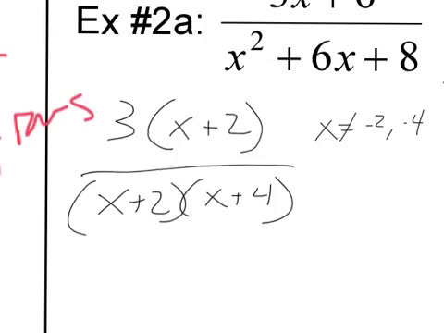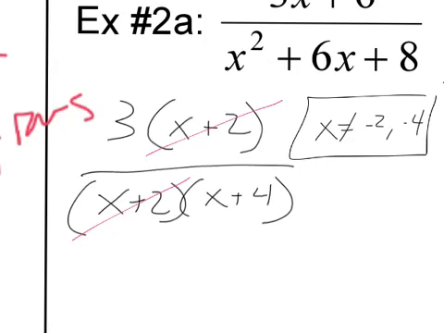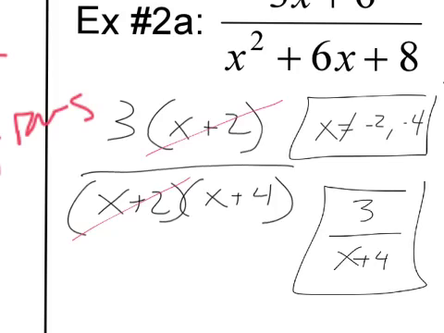All right, now that we've made a note of our restrictions, x can't equal negative 2 or negative 4, now we can cancel. Look, I got an x plus 2 on bottom, and I got an x plus 2 on top. That leaves me with just a 3 over x plus 4. So that's my answer with this restriction. Even though we canceled it, we still need to make note of that, because later on when we get into graphing, this is still important. Okay.